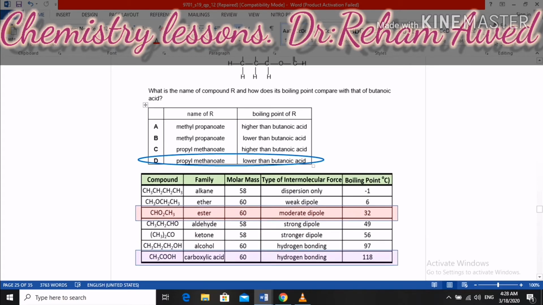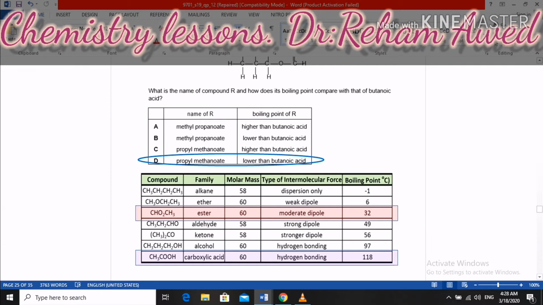In our table, we can see the relationship between the boiling points of compounds from different families, like alkane, ether, ester, aldehyde, ketone, alcohol, and carboxylic acid. Of course, you will find that the highest boiling point is for carboxylic acid, at 113. Then we can find esters. Esters' boiling point is 32.